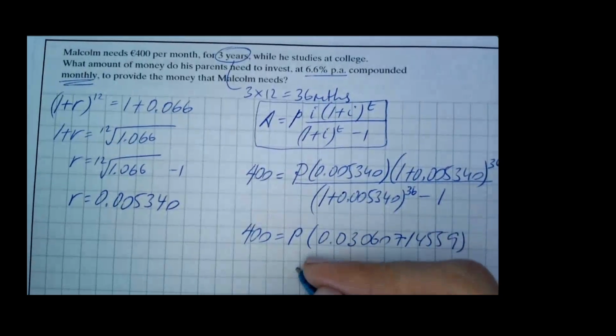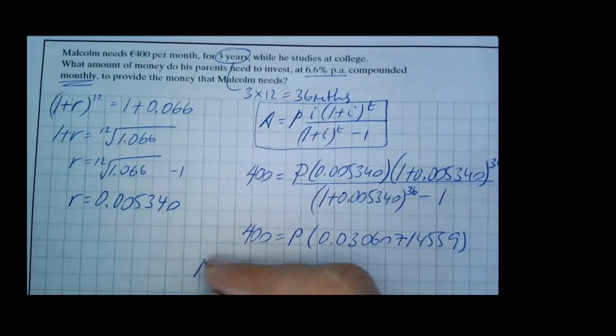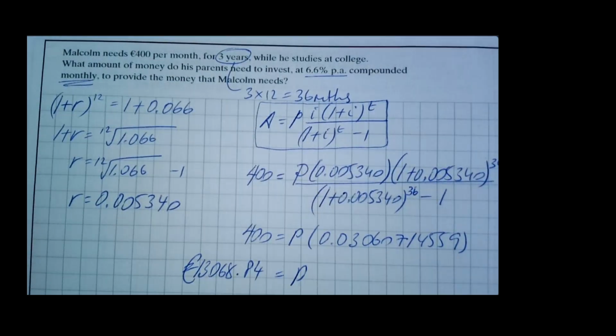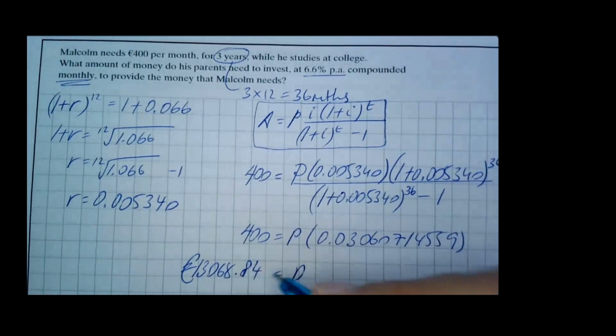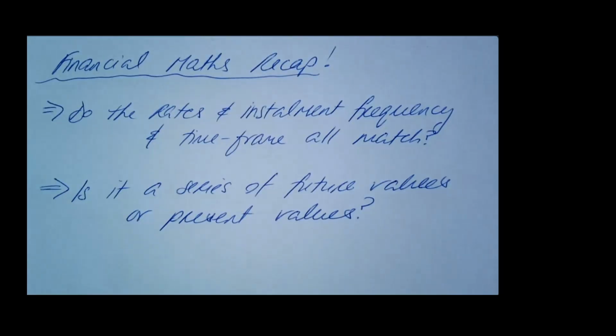And now to get P on its own, I'm going to divide both sides by this. So 400 divided by that answer, and I'm getting 13068.84. So that's how much money they need up front to have ready for Malcolm to be able to take 400 euros per month over the next 3 years while he studies at college.